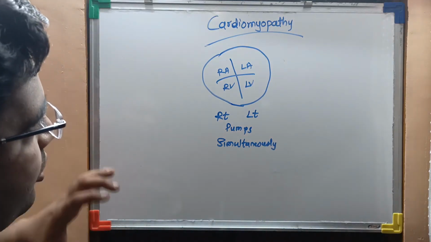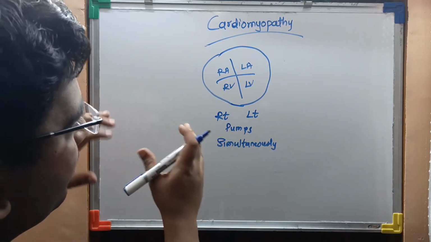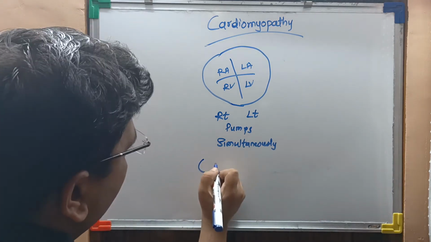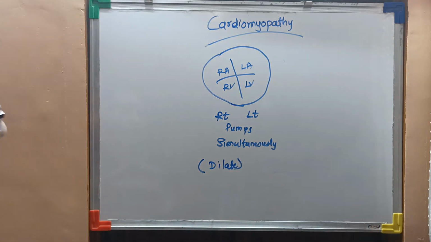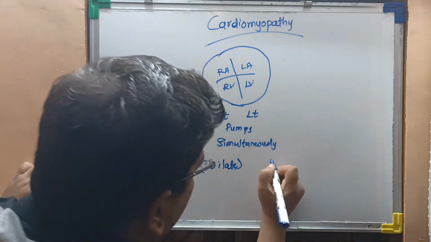When the blood comes into the heart, the heart draws the blood and it gets dilated. That means that part gets dilated. And when it contracts, the blood is passed out or released out from the heart.